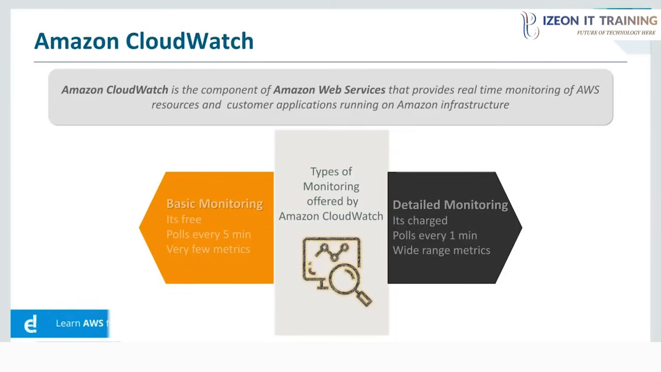Whereas in detailed monitoring, all your resources are monitored more frequently, like say every 5 minutes, and you're provided with a wide range of metrics to choose from. But if you want your resources to be eligible for detailed monitoring, you'll have to pay a certain amount of money according to AWS pricing details.